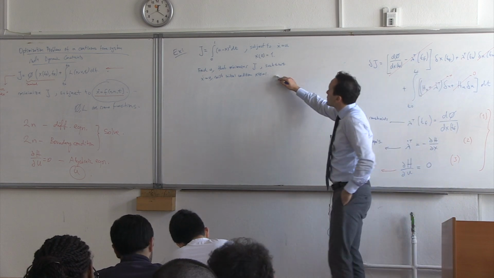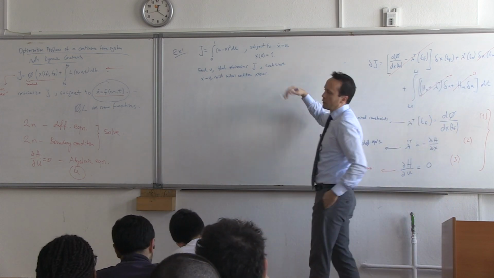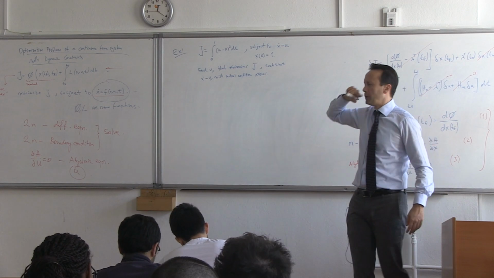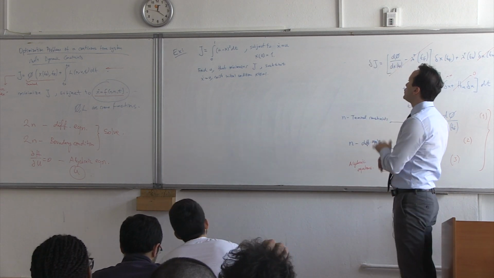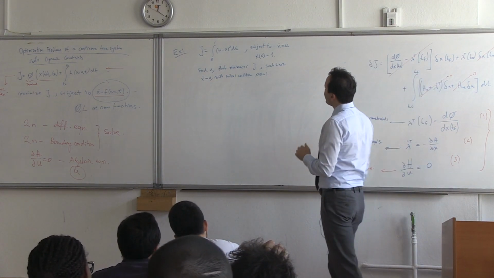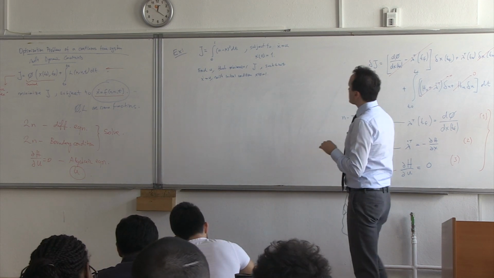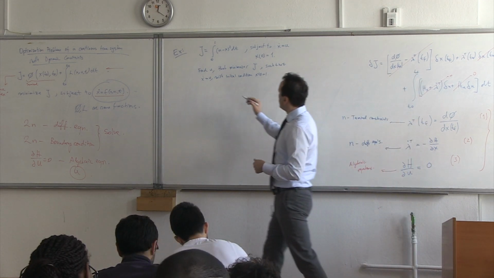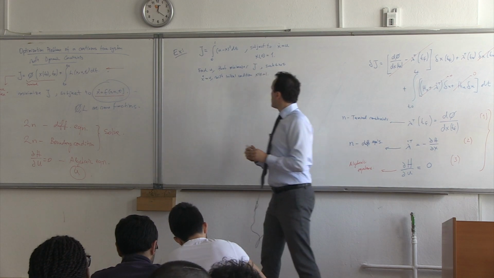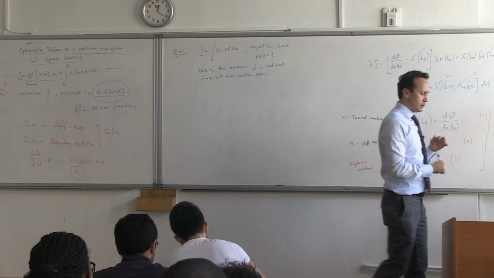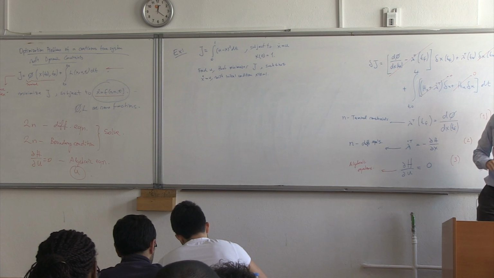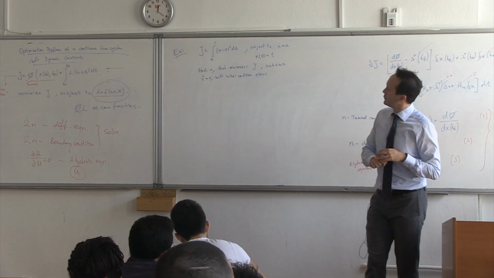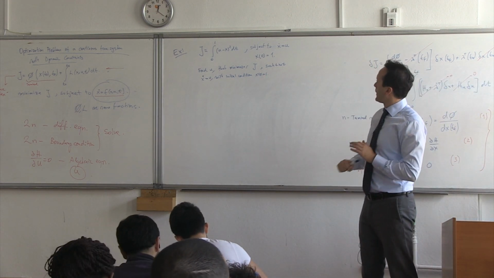I just rewrote the problem in words. The problem is: find u that minimizes the function J such that x dot is equal to u with initial condition x0 is equal to 1. Okay.